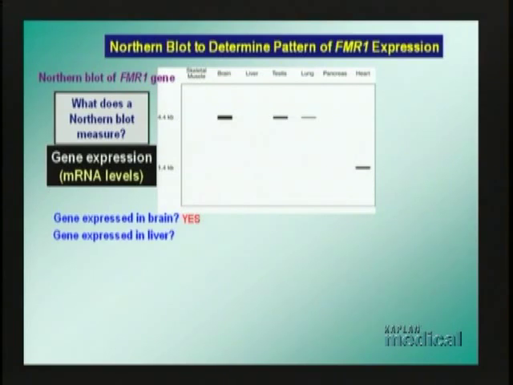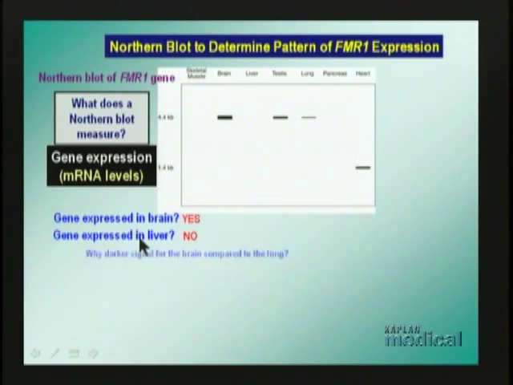Next question. Is the gene being expressed in the liver? And the answer is no. The liver expresses many messenger RNAs, but not one of them is the messenger RNA for FMR1. Even though it has many messenger RNAs, none for FMR1. So the answer is no, the gene is not being expressed in the liver.